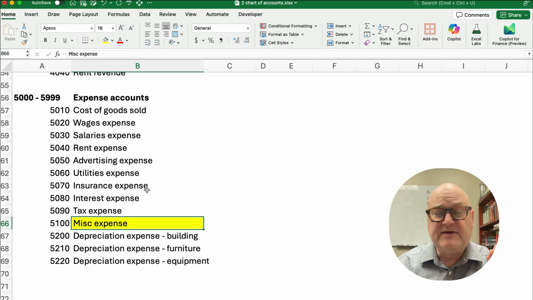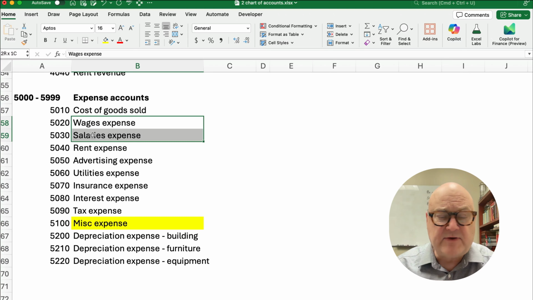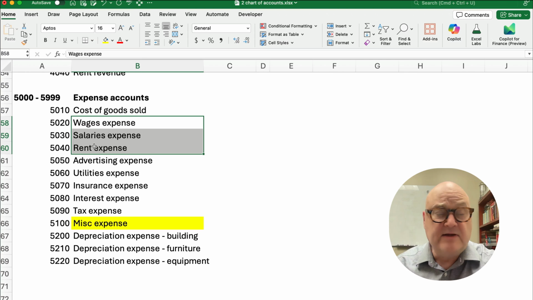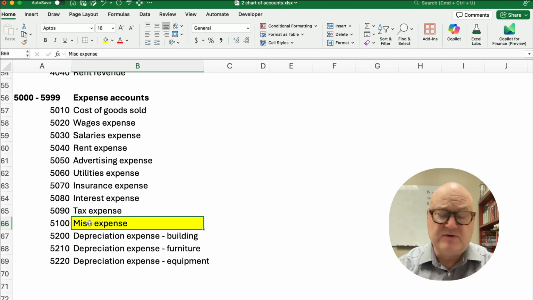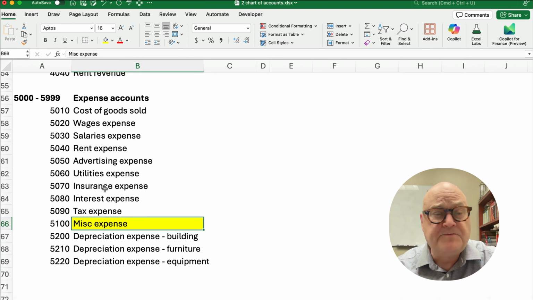Miscellaneous expense is a catch-all if you're not sure where to put it, but you want to be careful and use that very sparingly, because if you put everything in miscellaneous expense, you don't know what it really is, because that is a non-descriptive title. You know what wages are, you know what salaries are, you know what rent is, and how to manage that. You may want to reduce your salaries expense, but miscellaneous usually should be for small items that are really unusual.